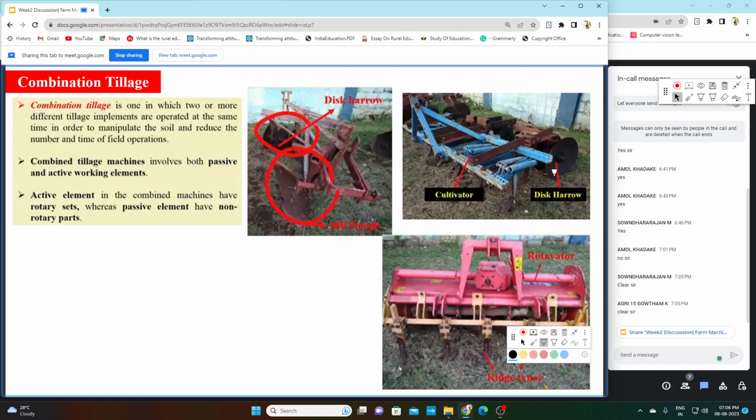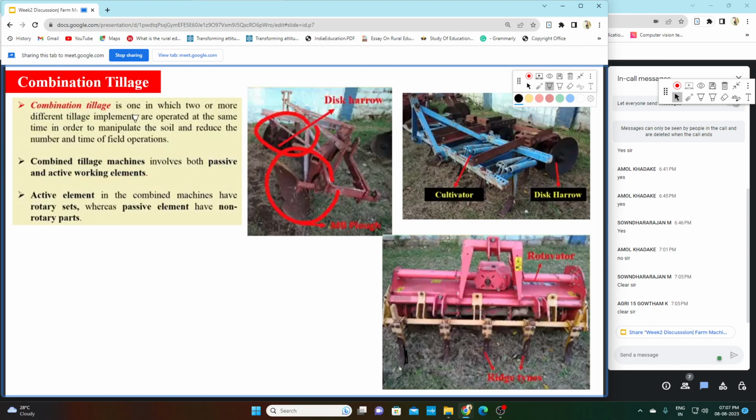Now in the second diagram, this is a cultivator, and beside this is a disc harrow. Again we are combining two types of tillage implements, so again combination tillage. In this diagram, the front one is a rigid tine cultivator, and the implement at the back is a rotavator. Again we are combining two types of tillage implements, so again this is combination tillage.